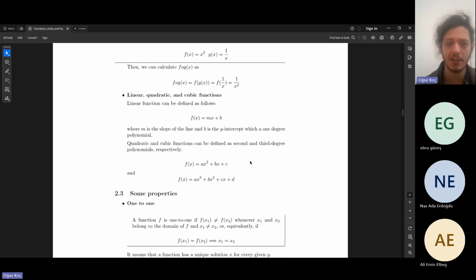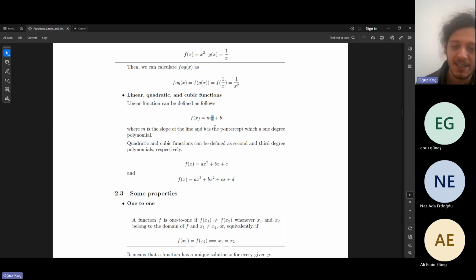And also we have some other types of functions: linear, quadratic, and cubic functions. A linear function can be defined as having an x here which has just the power of 1. It has to be just the power of 1. The other types cannot be accepted in this form.